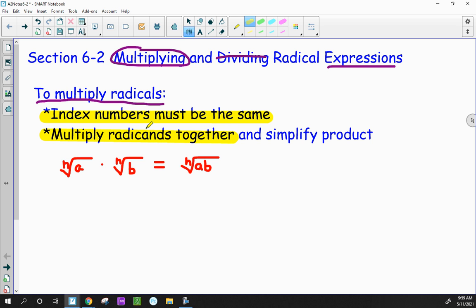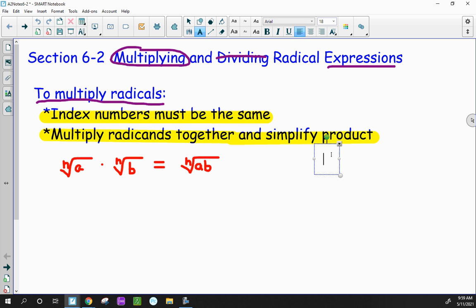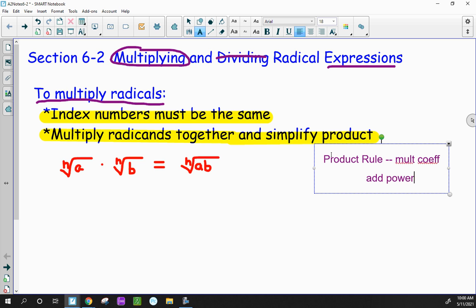Remember, I went over that word with you in the last video. Radicand is the part underneath the radical. So you're going to multiply the radicands together and simplify the product. Because you are multiplying, you are using the product rule that we've had in the past. Remember from the previous units, the product rule says to multiply coefficients and add powers on the same base, the same variables.